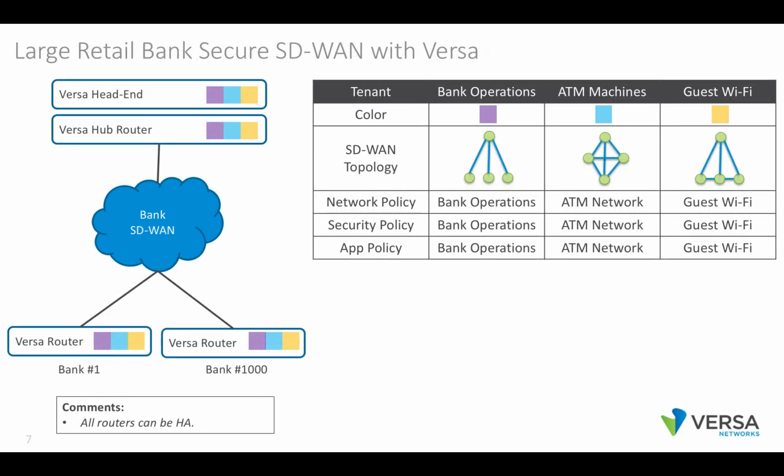This is looking at a large Versa retail bank customer, and in their 1,000 banks, they wanted as much segmentation as possible between bank operations, the ATM machines in the banks, and the guest Wi-Fi network. Every site gets a primary and secondary router, and there are separate tenants for bank operations, ATM machines, and guest Wi-Fi. Every tenant has their own SD-WAN topology, their own SD-WAN keys, their own network policy, security policy, and app policy, but all running across a common infrastructure with complete segmentation.